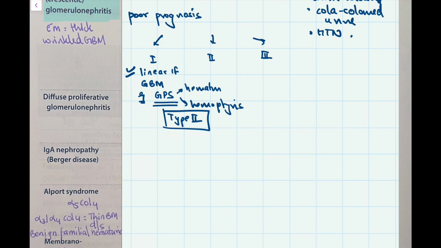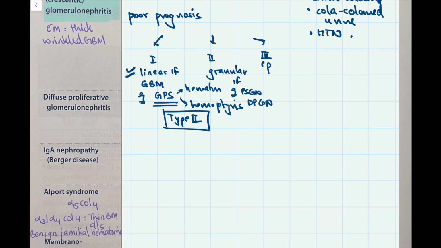And it is a type 2 hypersensitivity reaction because there is deposition of antibodies, and hence it also gives a linear immunofluorescence. In type 2, there is granular immunofluorescence due to the deposition of antigen antibody complex, and the example for type 2 RPGN is PSGN or DPGN. Type 3 is also called pauci-immune disease. And here there is no deposition of either immunoglobulin or complement.